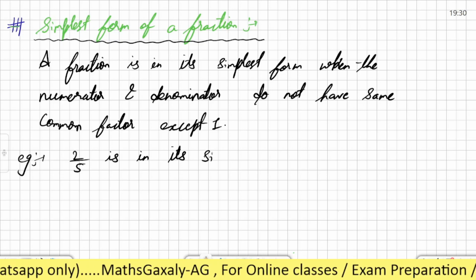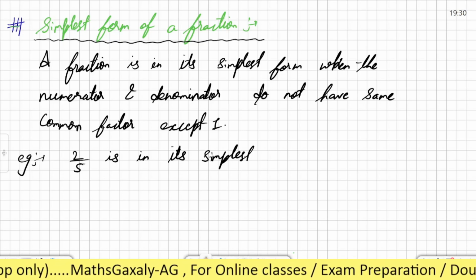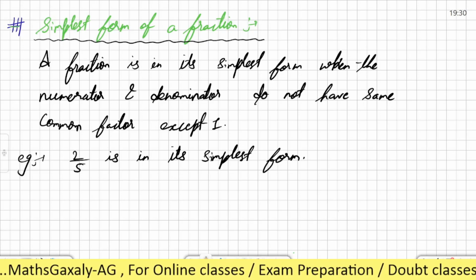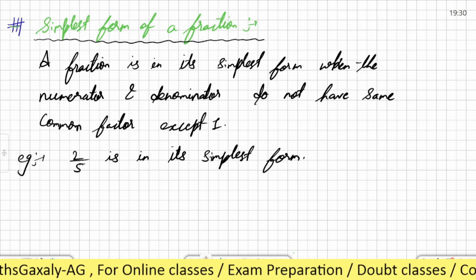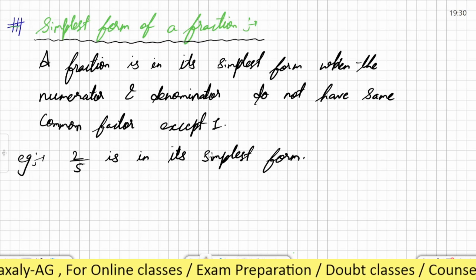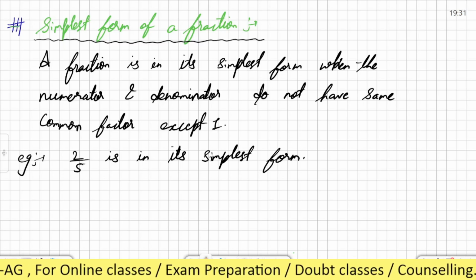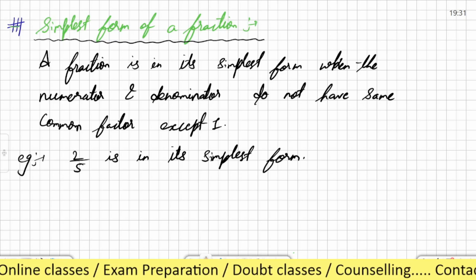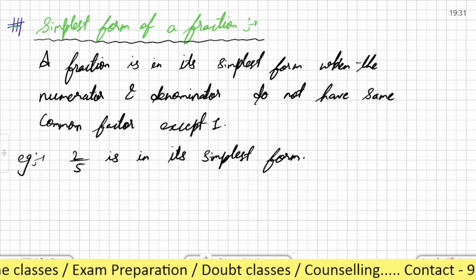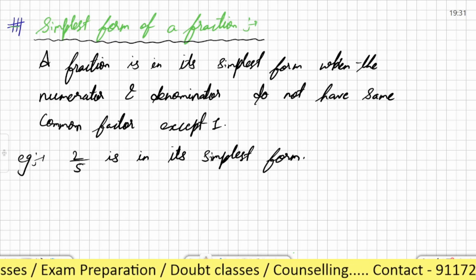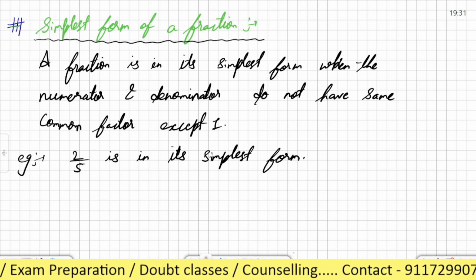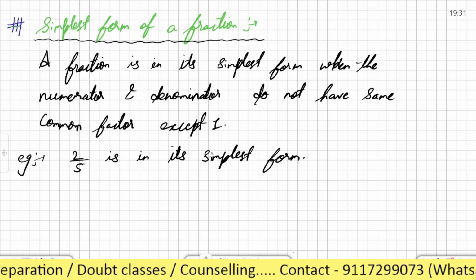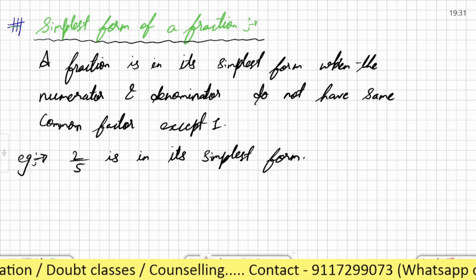Simplest form. Is it clear? Or we can say that it is in its lowest form, okay. So whichever word is used, simplest or lowest, you should not be confused, okay. Both are the same, simplest form or the lowest form. Is it clear now, or any doubt? So please note down this one. After this, we will recall the types of fraction.